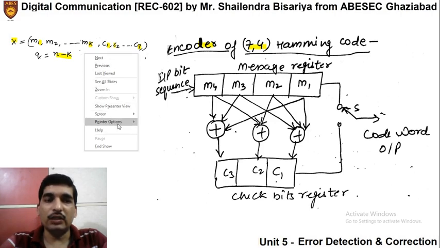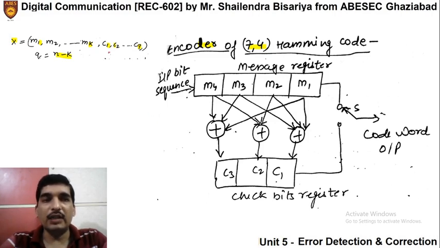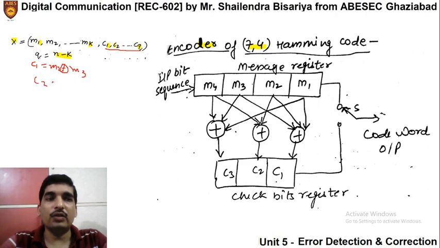We have also discussed how we find the values of c1 c2 ... cq. If you remember the last numerical, we saw that c1 was m2 xor m3 in the last example. Similarly, c2 was xoring of m1 and m3 only, and similar was the condition for c3, that it was xoring of m1 and m2 only.